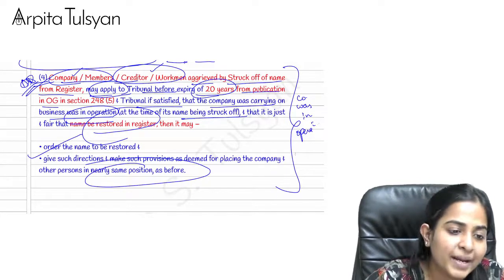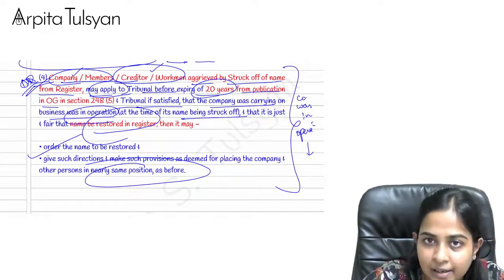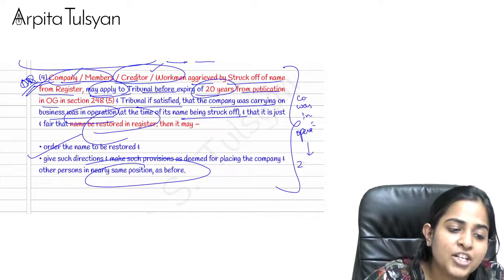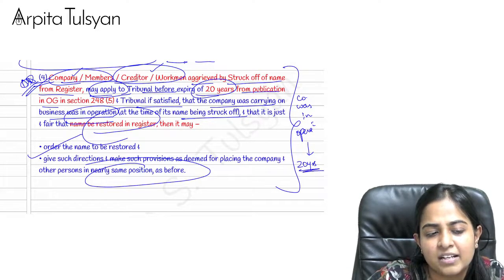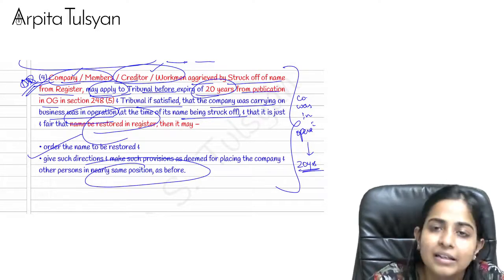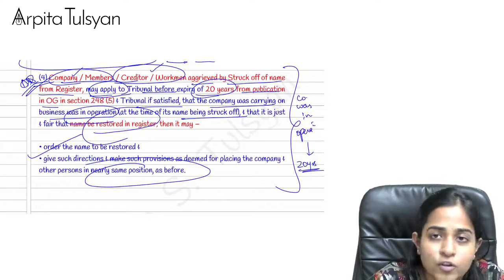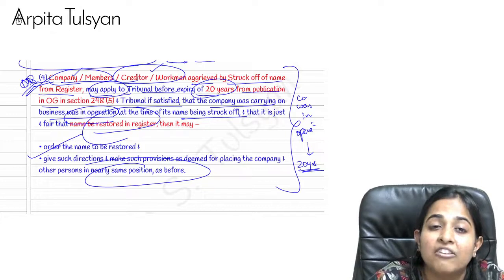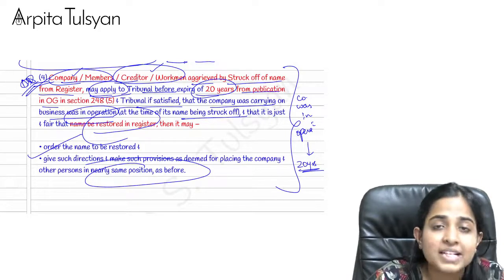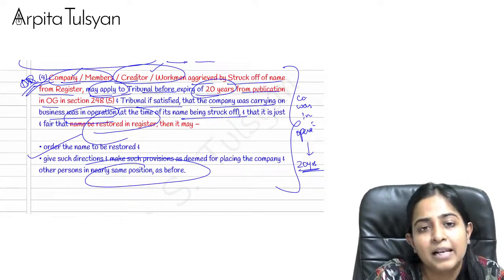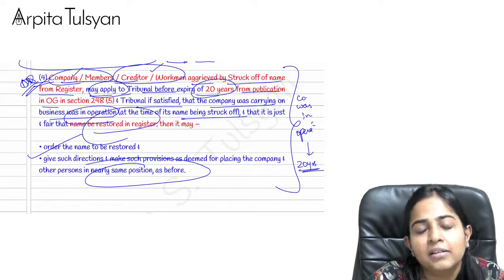So they can make an application, not an appeal. They can make an application to the tribunal within 20 years asking it to please restore the name. Here it's not that the ROC's order was wrong, and it's not that we are aggrieved by the ROC's order. No, we are simply requesting the tribunal to please restore the name.